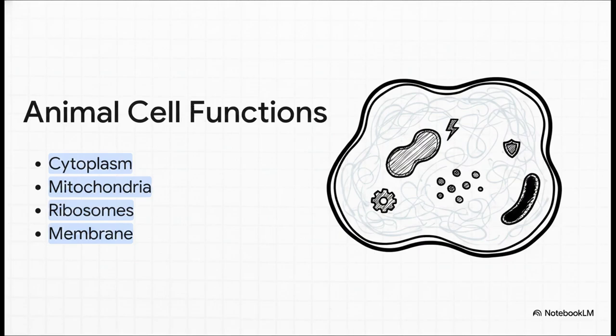Then we have these tiny little dots you might see on diagrams, the ribosomes. This is where protein synthesis occurs. They're basically the cell's manufacturing machines, building the proteins we need to survive. And surrounding the whole shebang, holding it all together, is the cell membrane. It acts just like the cell security guard, controlling exactly which substances are allowed to enter and leave the cell.